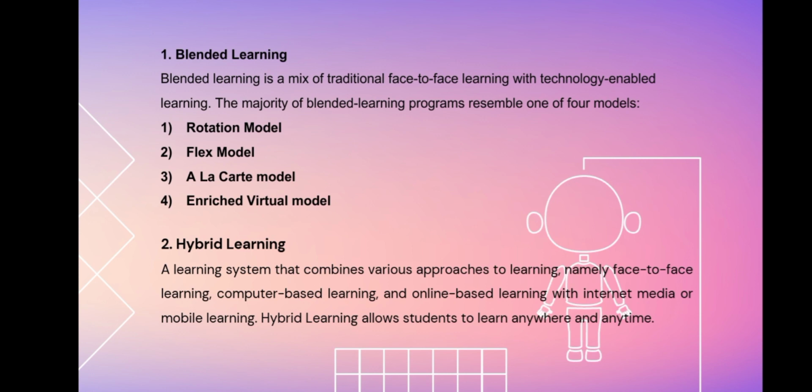The rotation model is a course or subject in which students rotate on a fixed schedule or at the teacher's discretion between learning modalities, at least one of which is online learning. The rotation model includes 4 submodels: station rotation, lab rotation, flipped classroom, and individual rotation. A la carte model, a course that a student takes entirely online to accompany other experiences that the student is having at a brick-and-mortar school or learning center.